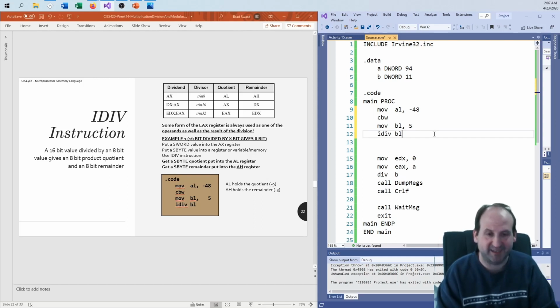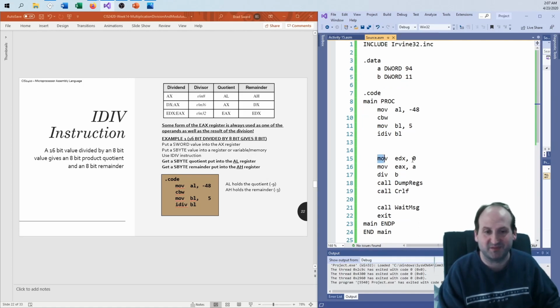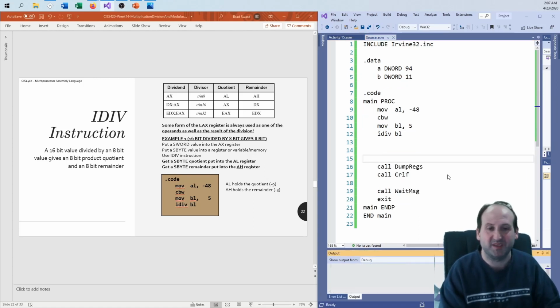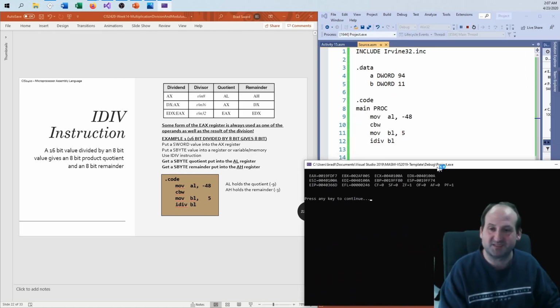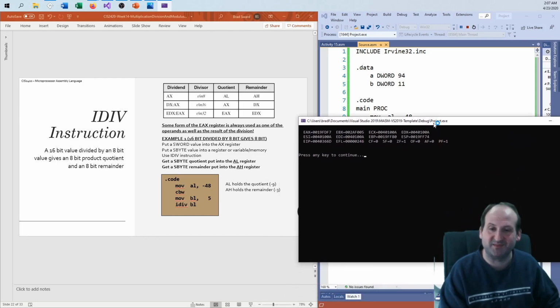And what do we get? Oops, sorry, hold on. Let me get rid of all this other stuff. What do we get? So this is the fun part here. We get -9, remainder -3. So this is where you have to remember your hex and your negative hex. F7, oh boy, what is that? That is actually -9.